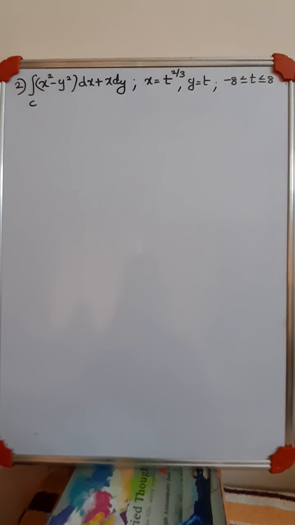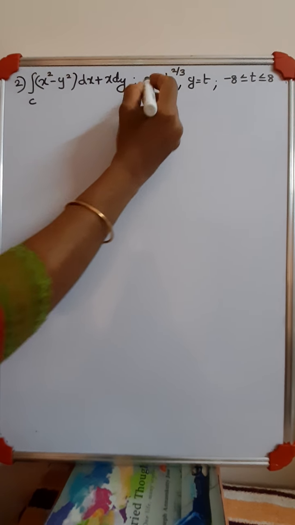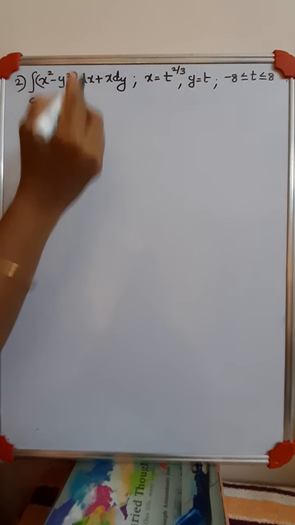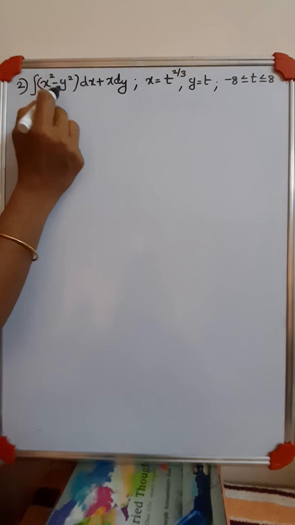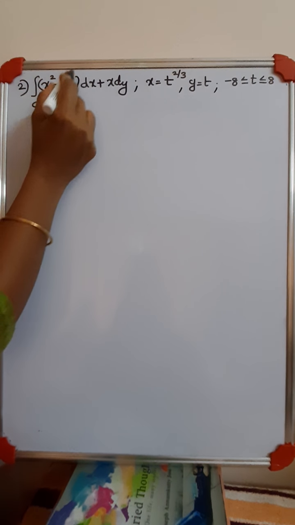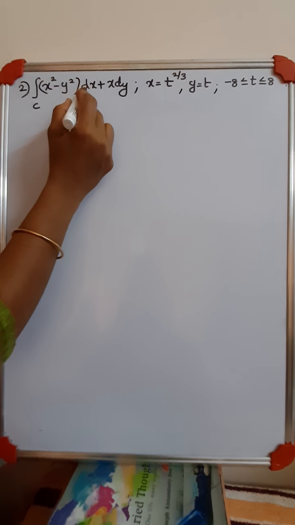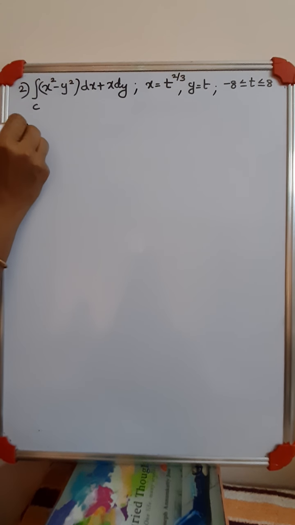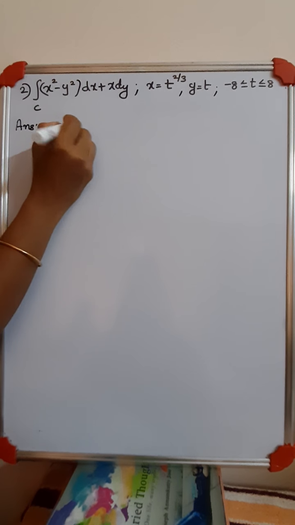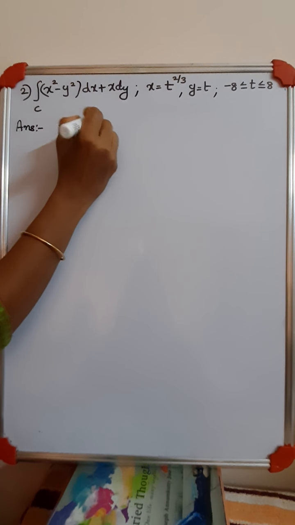For that, it is given that x equal to t raised to 2 by 3. We can substitute the corresponding values. X equal to t raised to 2 by 3, the whole square. Y is equal to t. Y square is t square. Now we have to identify what is dx and what is dy. So let us start with x equal to t raised to 2 by 3.